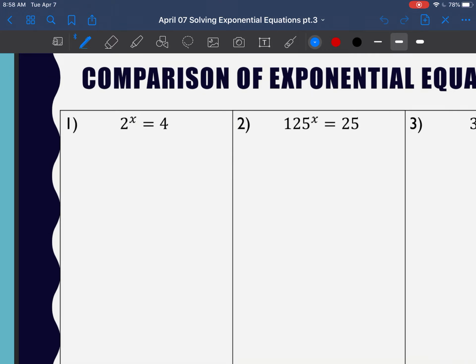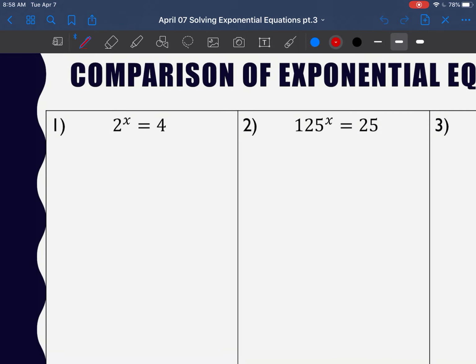So the first example, 2 to the x equals 4, really simple. Remember, the goal is to have exponents with matching base. So this is 2 to the x power. The 4 would be 2 to the second power, 2 squared. Then when they have the same base, that lets you cancel them out. So then you get x equals 2. So that's the simplest example for these.